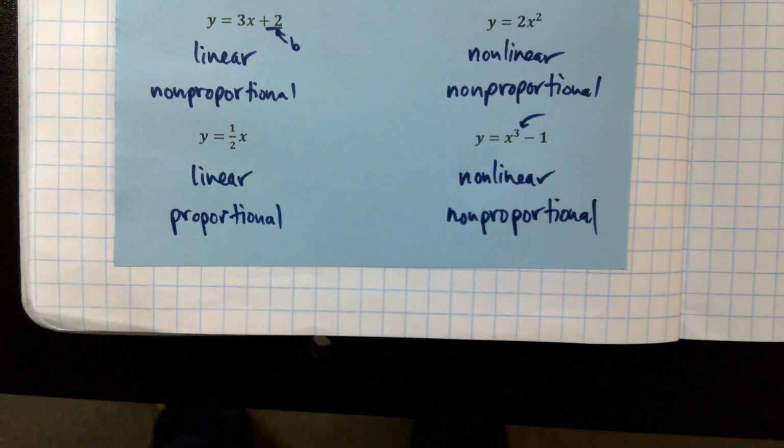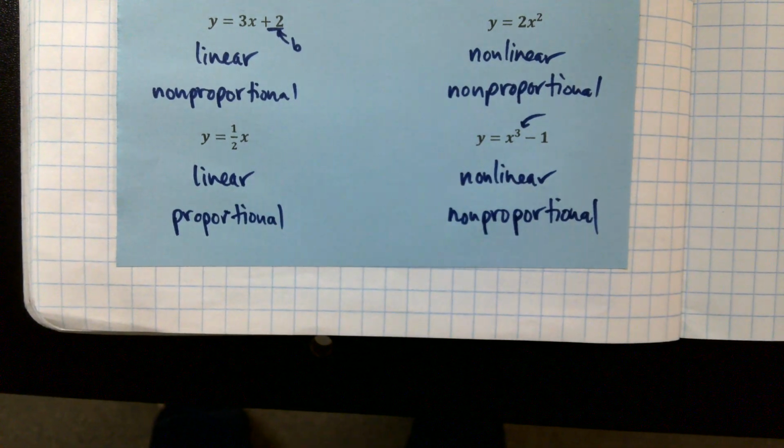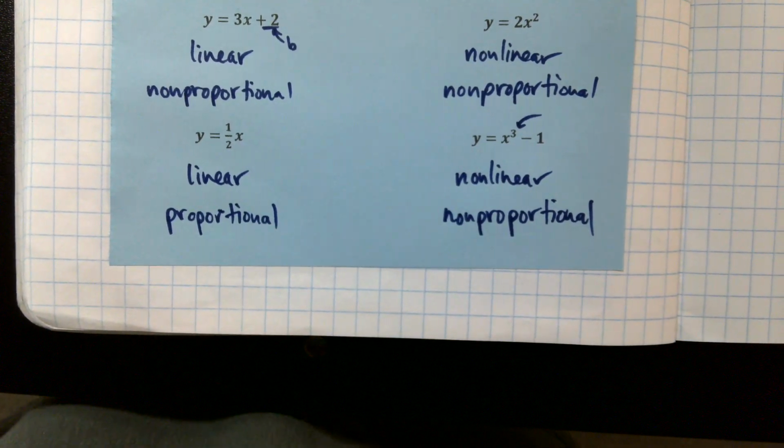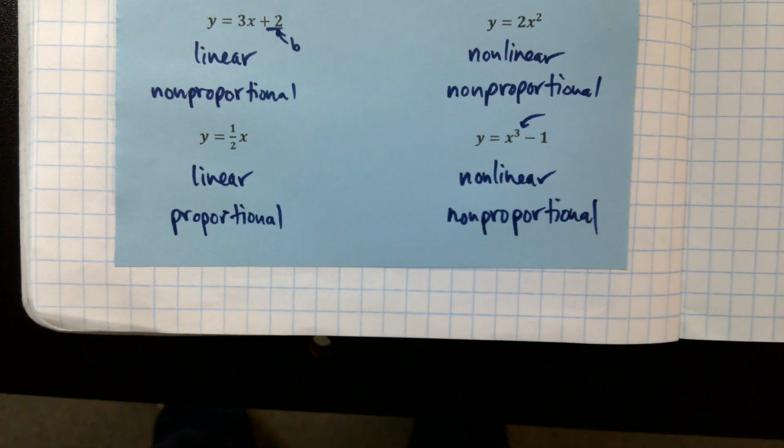Quick show of thumbs. How we doing on that? Thumbs up seems super easy. Definitely seems doable. Thumbs sideways seems a little bit tricky maybe. Okay. Perfect.